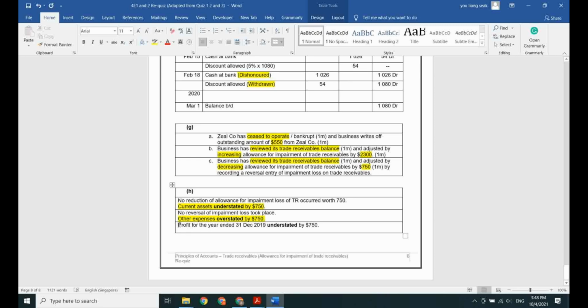And if other expenses is overstated by 750, naturally profit will have an opposite relationship to expenses, right? Then profit will be understated by 750. If you're still not sure about this part, you can ask me in class, where I can explain it to you in a clearer way. That's all I have for now for this question.